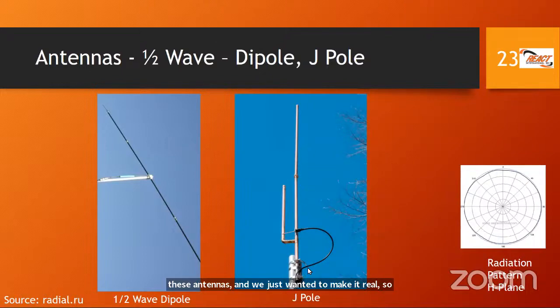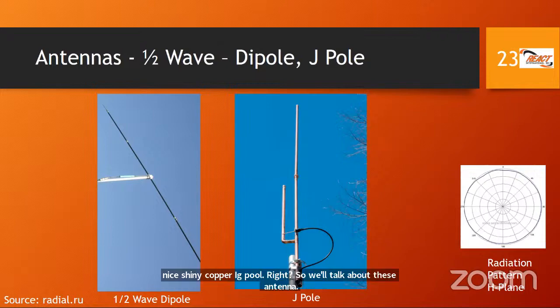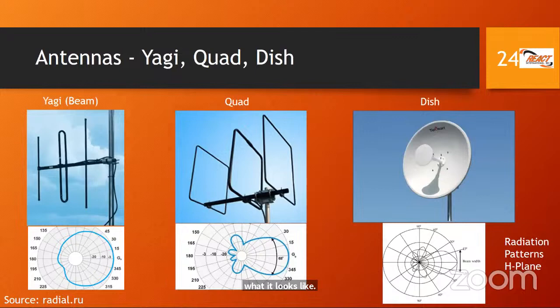So with the J-pole, you have the feed line coming up here, connecting to the antenna. And this is our antenna here, made out of nice shiny copper, right? J-pole, right? So we'll talk about these antennas. So when we talk about them, you're like, okay, I've seen what it looks like if you haven't seen it before. So let's talk about a couple more antennas.